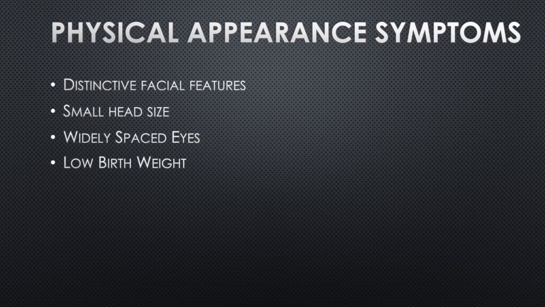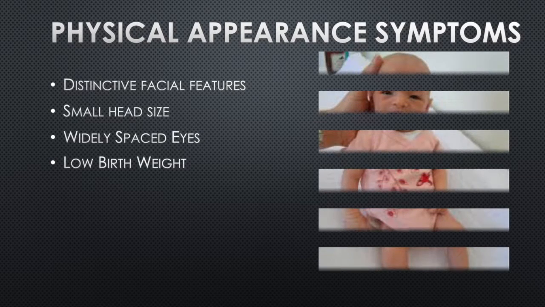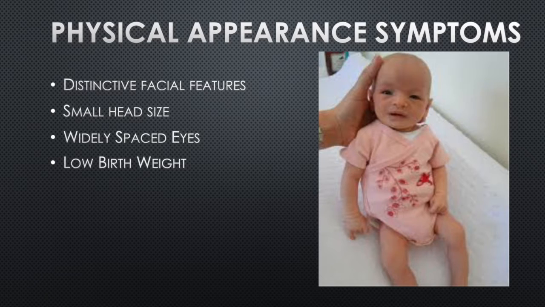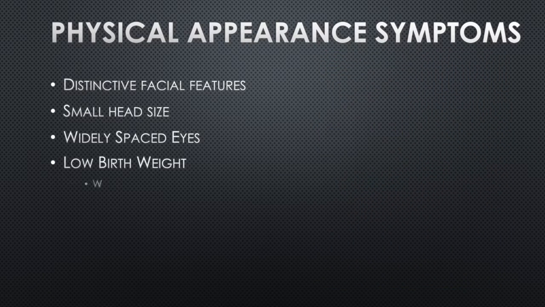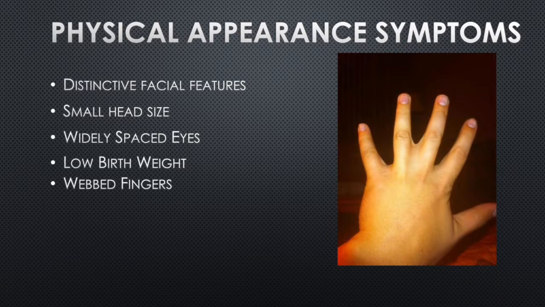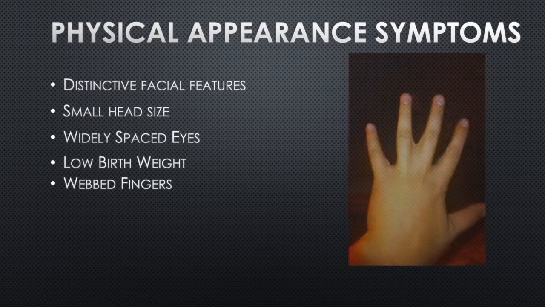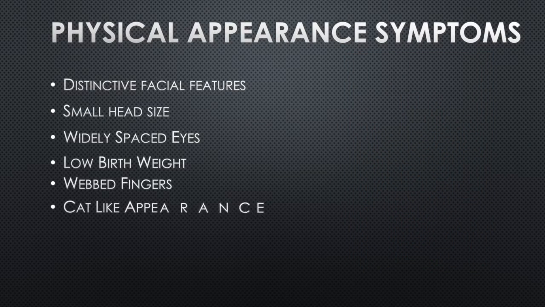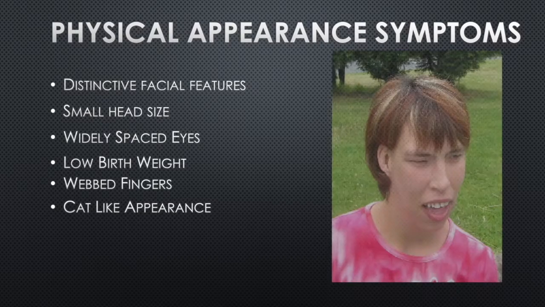They also have a very low birth weight, so they are smaller and thinner than other babies. Cri du chat individuals also have webbed fingers, they could be webbed toes, and this usually happens in 1 or 2 fingers. And overall they have a cat-like appearance.